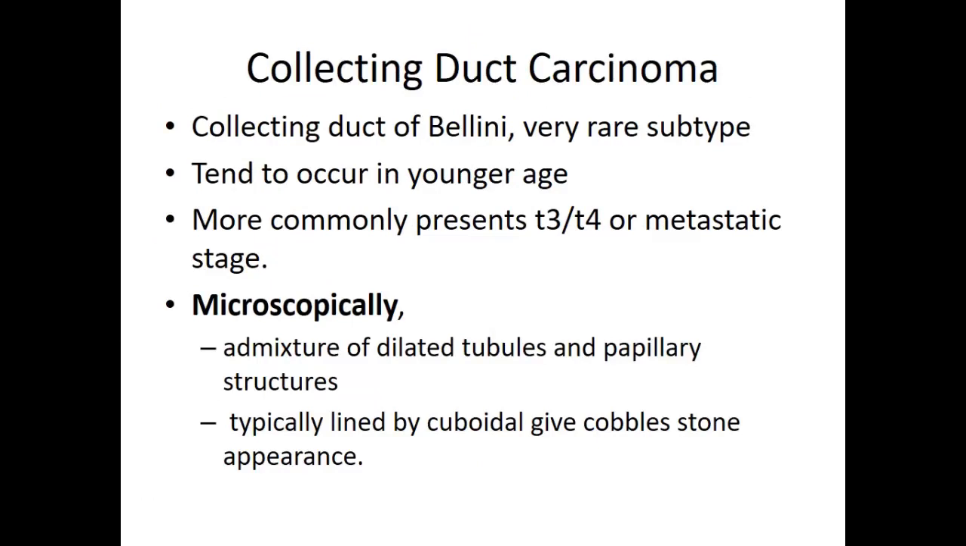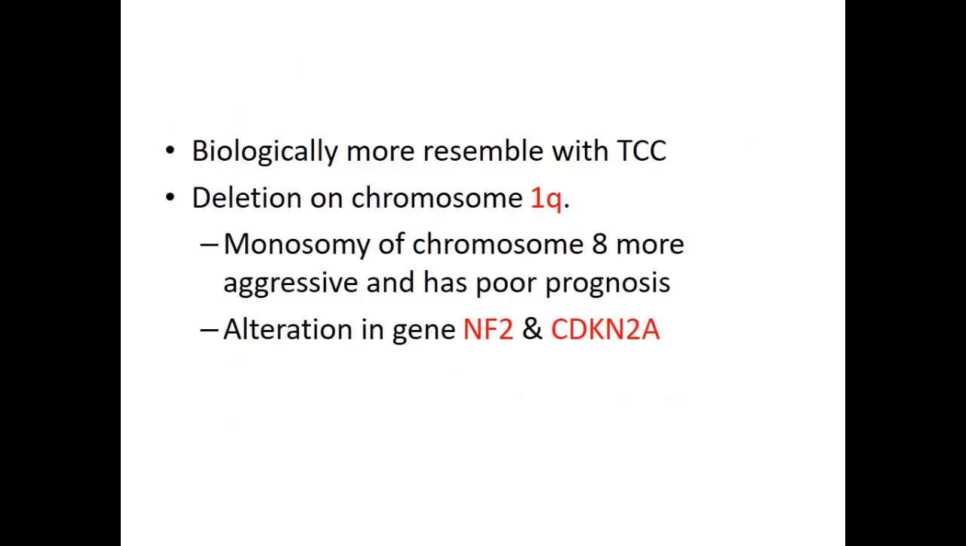Coming to a rare form of RCC, the collecting duct RCC, also called Bellini duct RCC. It occurs very rarely, tends to occur at a younger age, and is more commonly presented at the metastatic stage. Microscopically, it is characterized by an admixture of dilated tubules and papillary structures, typically lined by cuboidal cells, giving a cobblestone appearance. Deletion on chromosome 1q is the most commonly found. Monosomy of chromosome 8 is more aggressive and has a poor prognosis. The genes involved are NF2 and CDKN2A.